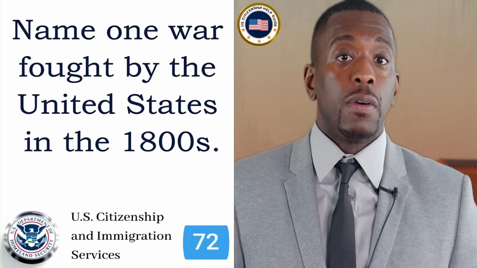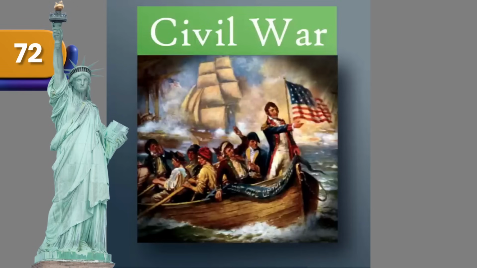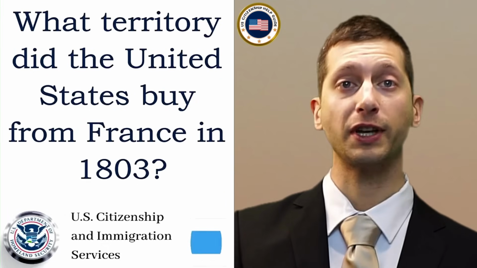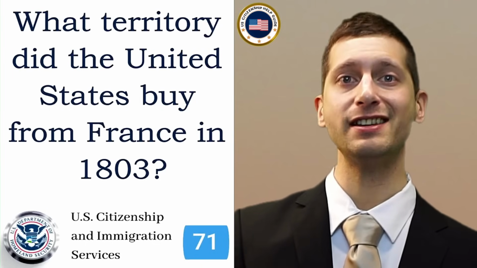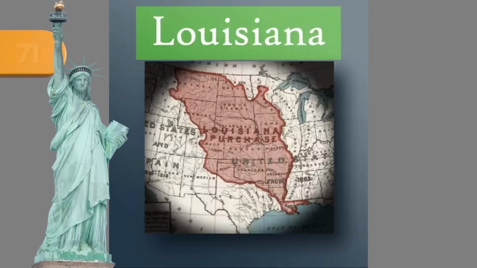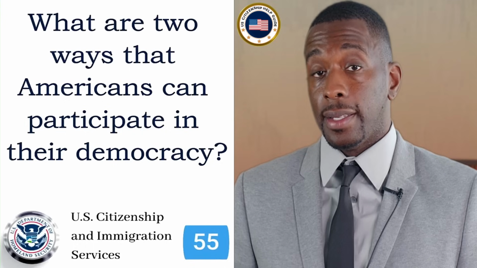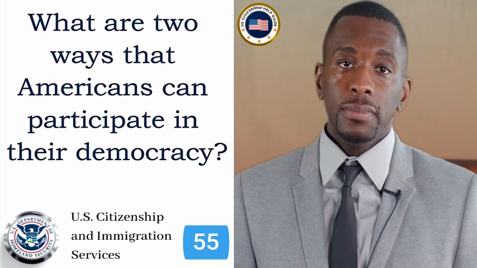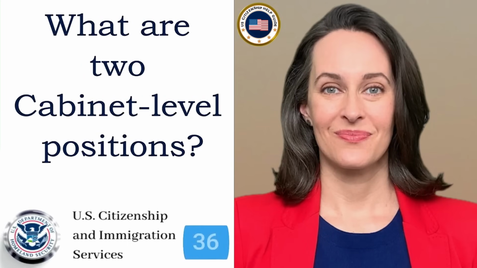Name one war fought by the United States in the 1800s. Civil War. 71. What territory did the United States buy from France in 1803? Louisiana. What are two ways that Americans can participate in their democracy? Vote and join a political party.